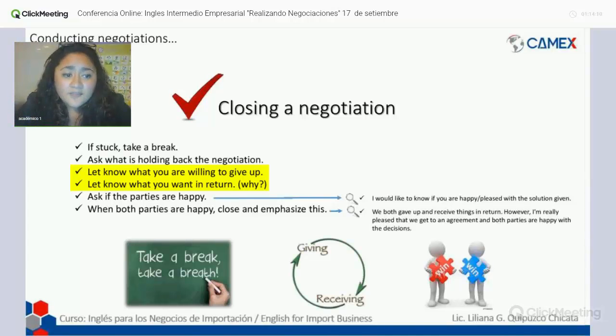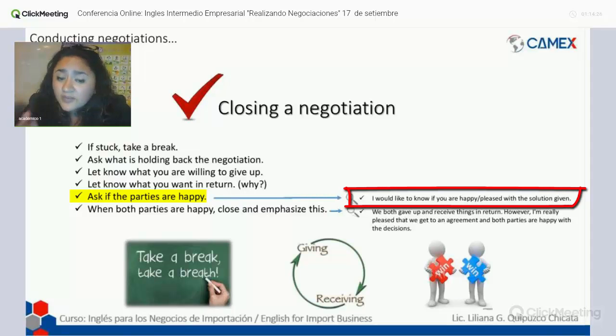Then at the end, ask each party in the negotiation team if they are happy. You can ask them, I would like to know if you are happy with the solution that we made, or if you are pleased with the solution given. So they can say to you, yes, I'm really happy, or maybe they can say, no, I'm not really happy, so I don't think we're going to sign a contract at the end. So it is okay to ask.